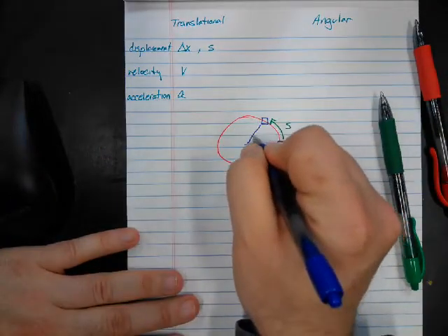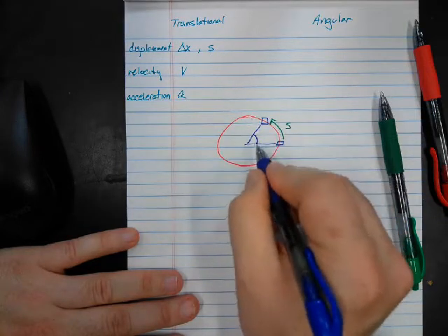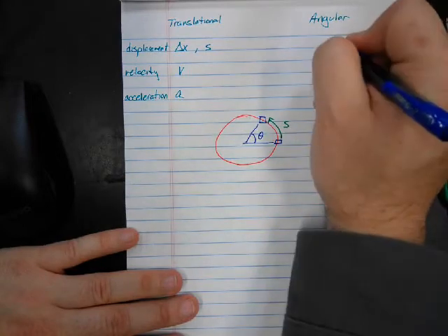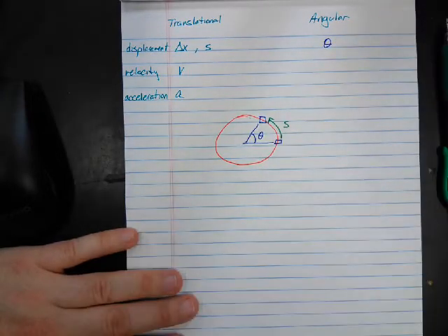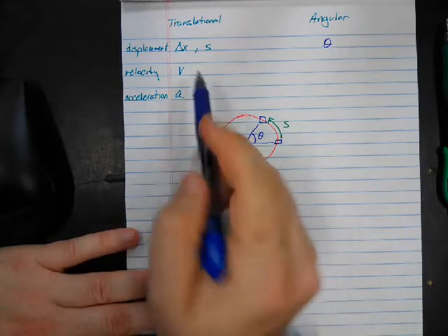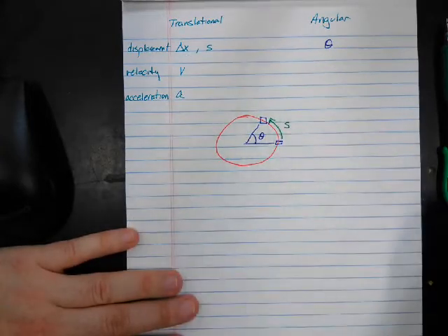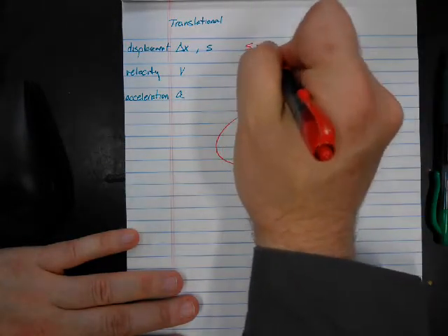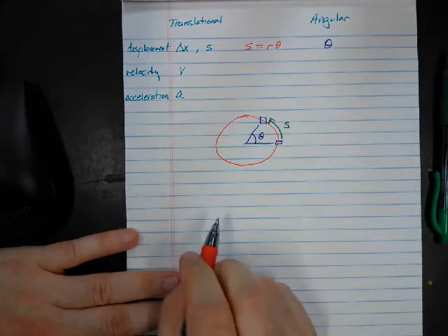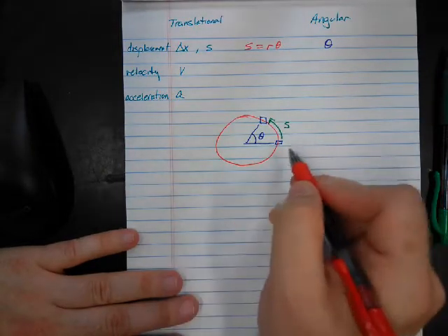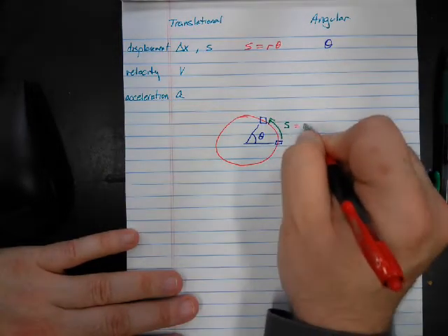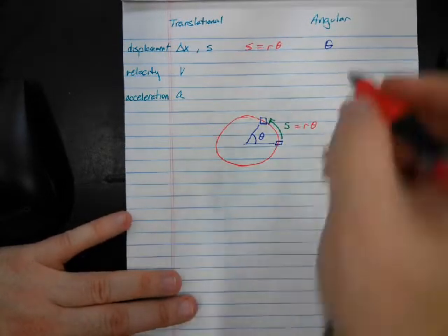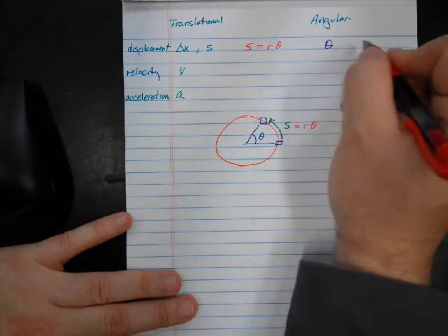In your math classes, in your trig, you may have talked about this angle. This is what we're going to call theta. There's a relationship between s and theta: in your math classes, it's very simply s is r theta. The arc length s is r times the angle. So this theta is the angular displacement.